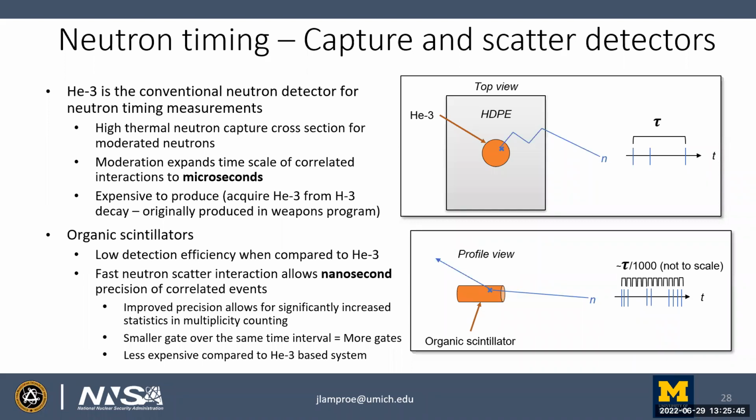So we also have the organic scintillators. This is the scattering for fast neutrons. Issues here are low detection when you compare it with the helium-3, but they are a lot easier to get. And so we're improving precision, which allows for significantly increased statistics in things like multiplicity counting, time of flight, PSD, some of the stuff that I showed previously. And additionally, you're looking at the order of nanoseconds versus microseconds. So the time is a little better.